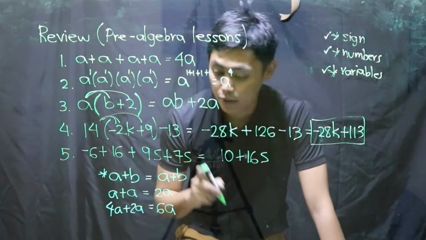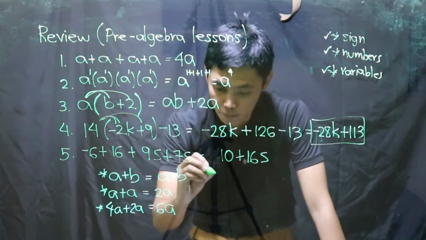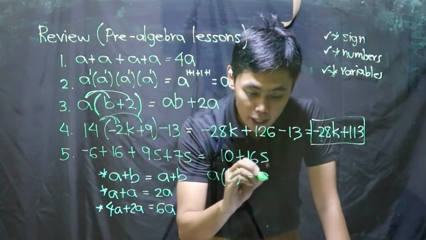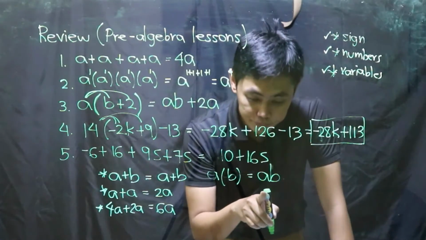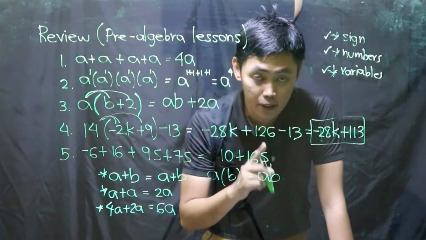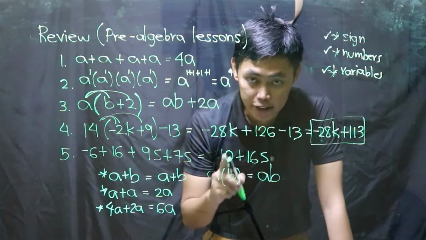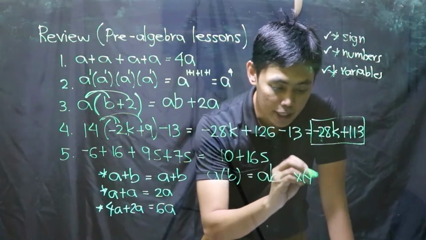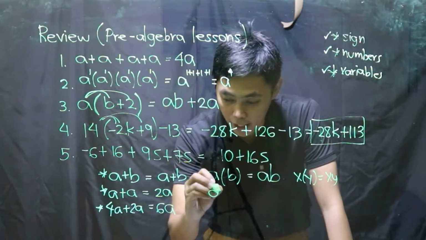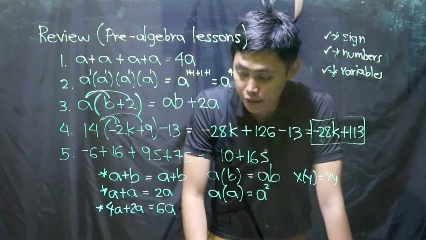Is that understood? Okay, so this is understood. How about multiplication? a times b. The answer is just ab. You cannot combine them as well using the laws of exponent because they have different bases. So the same with x times y. The answer is still the same, xy. How about if I will say a times a? The answer is a to the power of 2, or a squared.